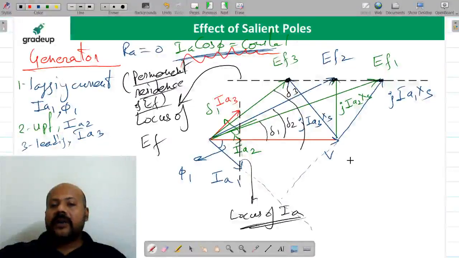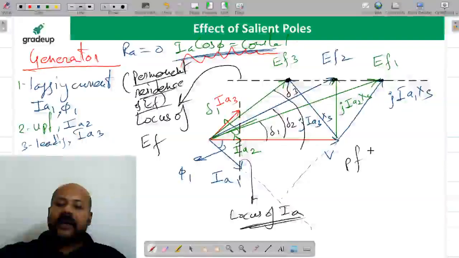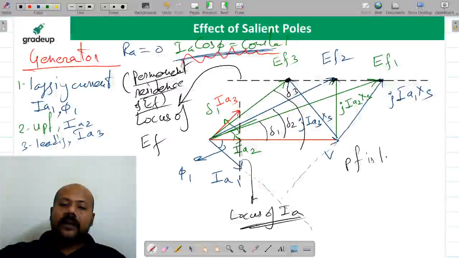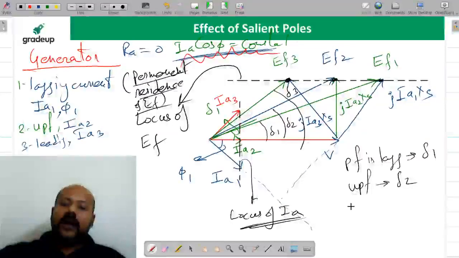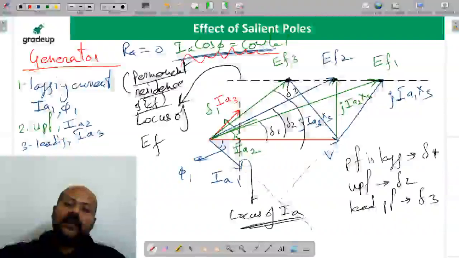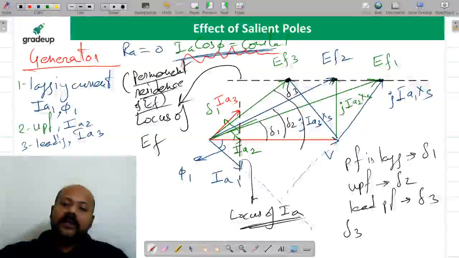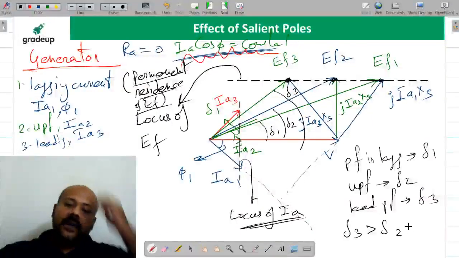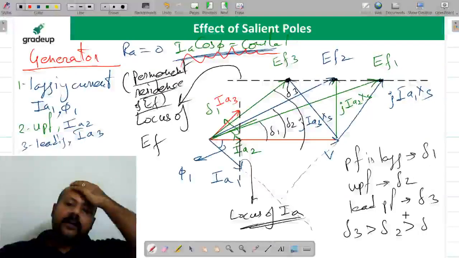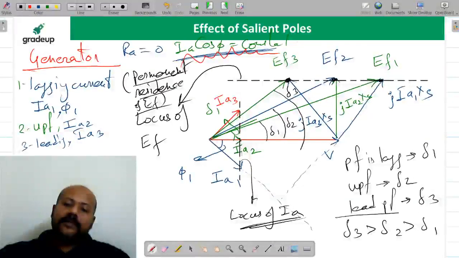It means if your power factor is lagging, and suppose your angle is del 1, for unity power factor it is del 2, and for leading power factor it is del 3, then beta you can write the relation as del 3 is going to be more than del 2 is going to be more than del 1. Is it clear to all of you? You can see from this diagram.